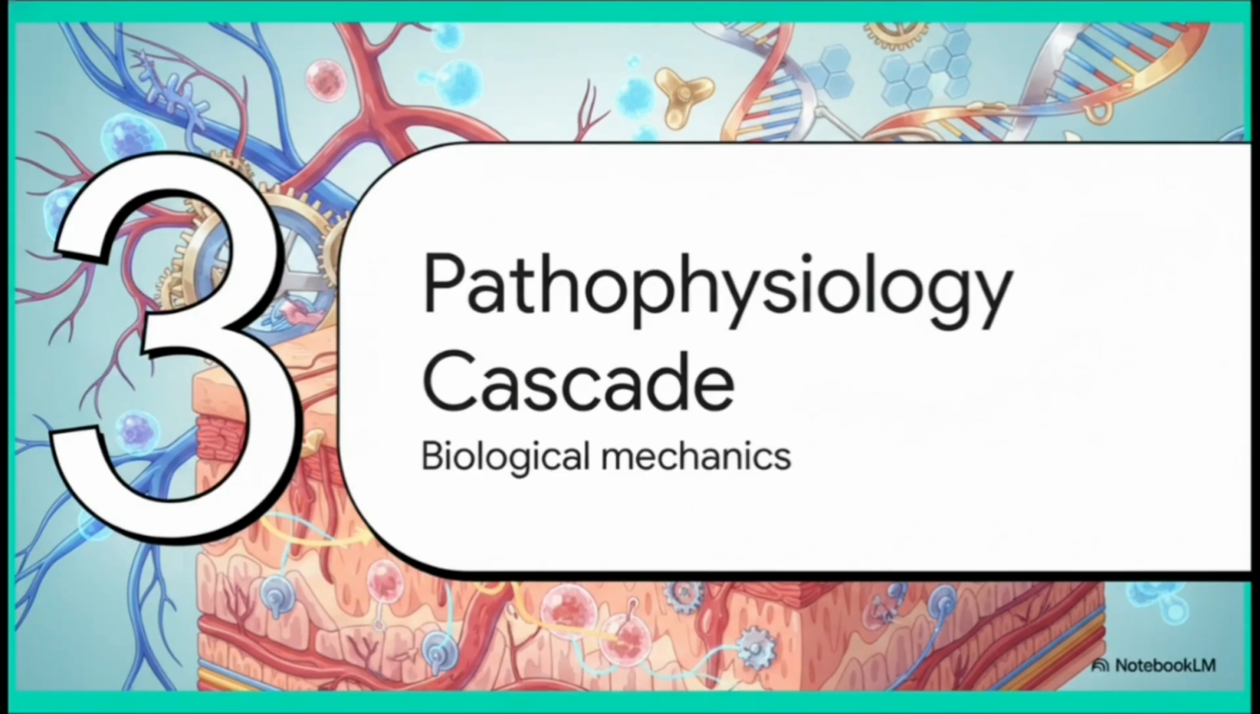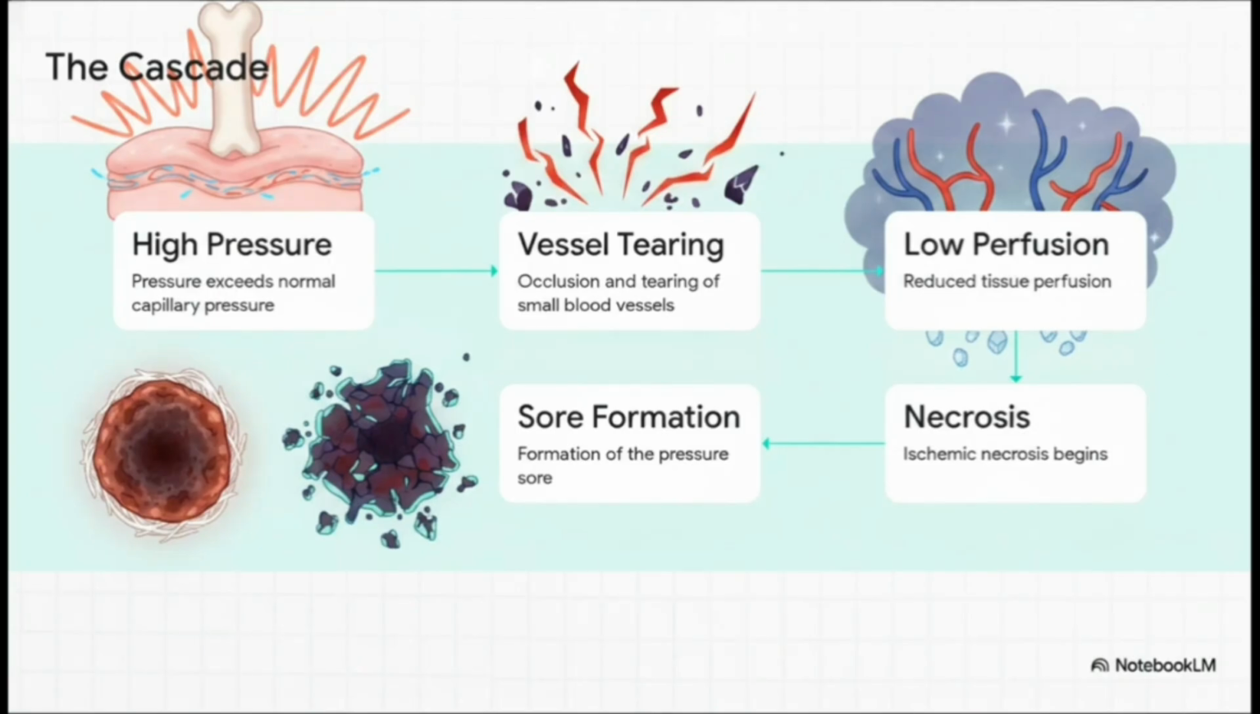Okay, section 3, the pathophysiology cascade. Let's look at the actual biological mechanics. It's absolutely crucial we understand this exact sequence. Step 1, physical pressure exceeds the normal capillary pressure. It's that simple. But once you cross that threshold, you hit step 2, the physical occlusion and tearing of small blood vessels. And that blockage? It leads right to step 3, reduced tissue perfusion.